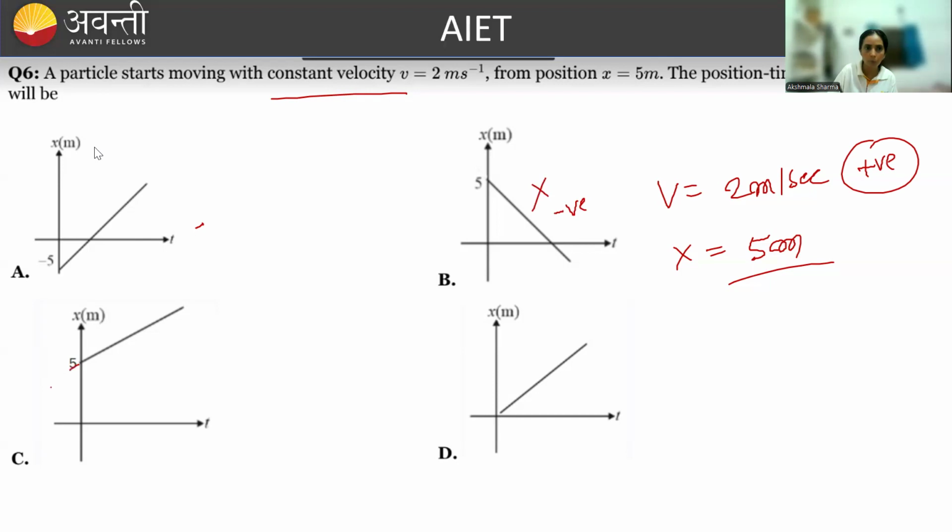Here the slope is also positive because if you extend it, it will make an acute angle with the positive direction of x-axis. So here also slope is positive. Here also it is positive. So A, C, D can be the option.